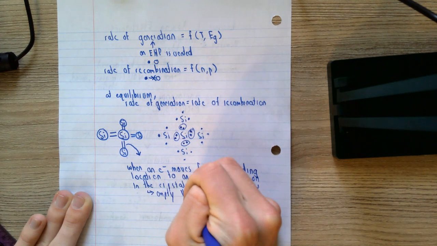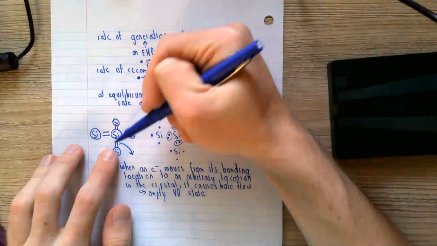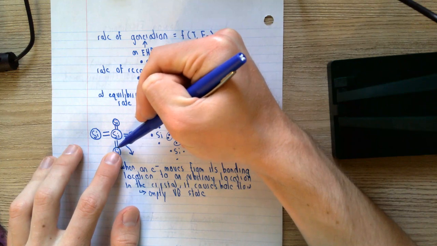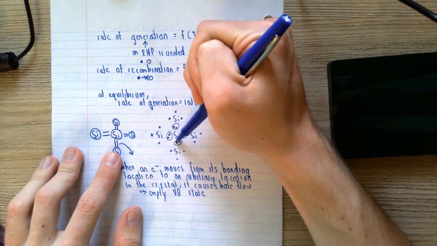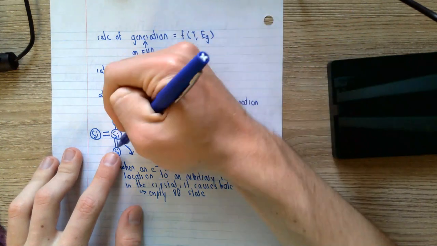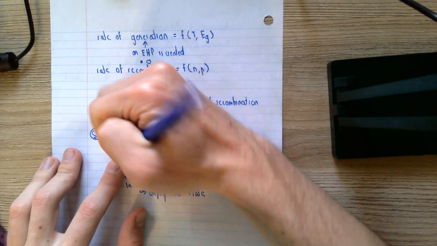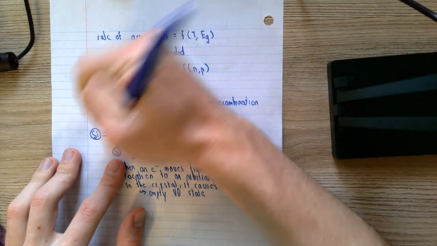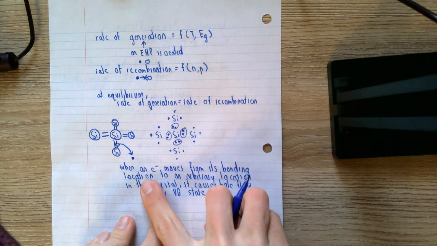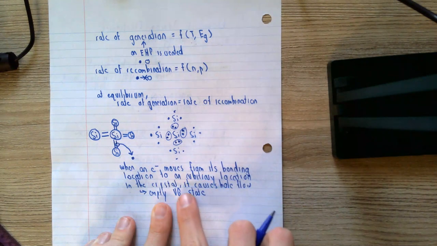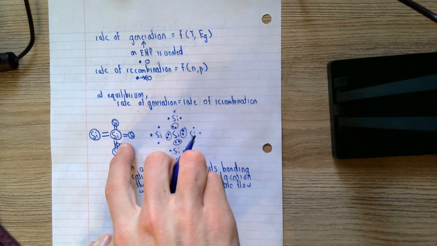valence band state. And so what I mean by that is, when I said we had the electron here, there's an electron representing the one here, and then we have another bond here representing the other electron. And so if an electron is moved from its bonding location, so we'll represent the electron here, it leaves behind a hole. And so that's what we're saying right here. When an electron moves from its bonding location to an arbitrary location in the crystal, it causes hole flow, because now there's an empty valence band state, because there's a hole left behind.